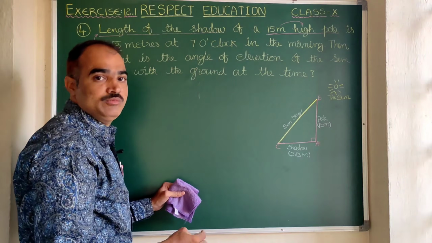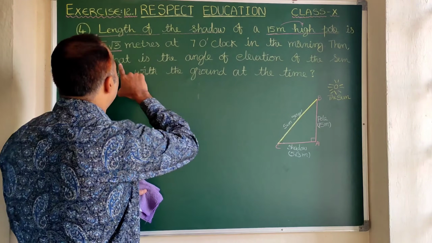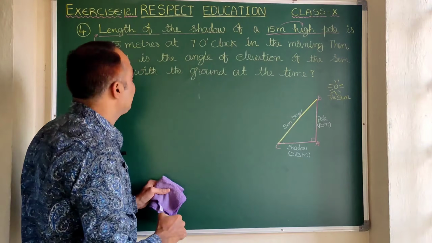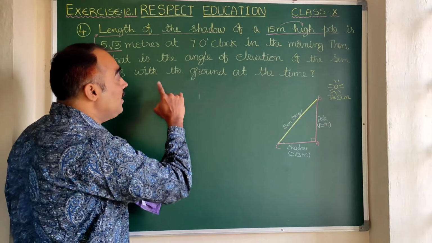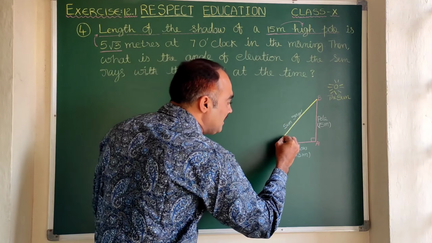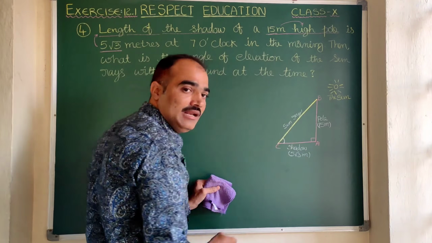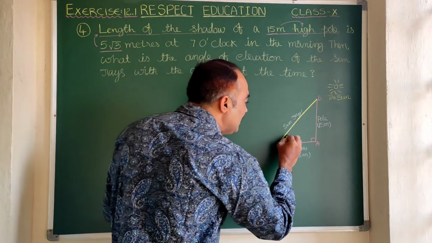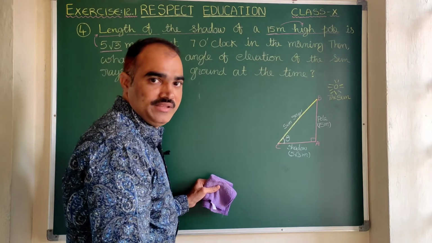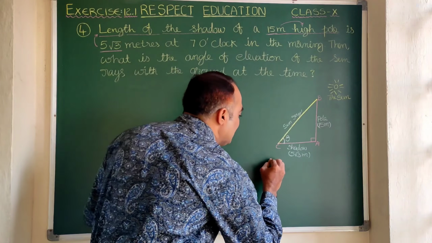Now what is to be found? What is the angle of elevation of the sun ray or sun rays with the ground? You can assume one of the rays. So here this angle is the angle made by the sun rays with the ground. This angle is to be found now. So I am taking that as theta. Clear? So let us write here the problem.